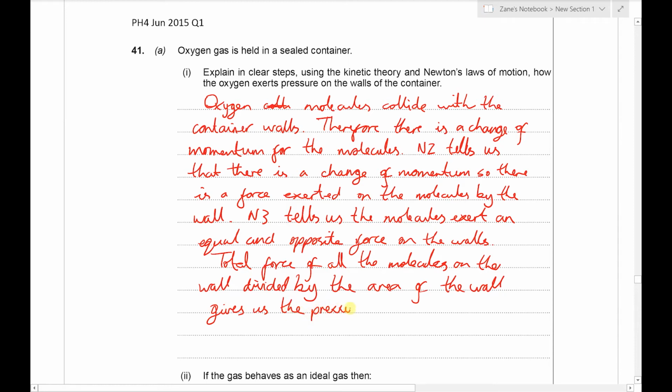So the main points here are, first of all, that there are collisions between the oxygen molecules and the walls. The oxygen molecules' momentum changes, therefore the walls exert a force on them. Newton's third law tells us they exert a force on the walls, and the total force divided by the area gives us the pressure.